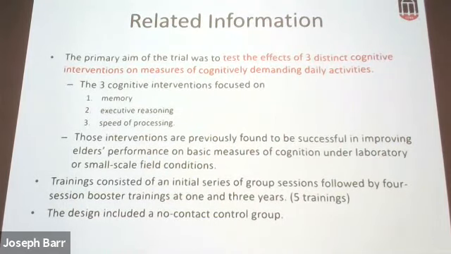Based on some literature, those interventions were found to successfully improve elders' performance on basic measures of cognition under laboratory or small-scale field conditions. They include a lot of trainings, some booster trainings. The trainings consist of an initial series of group sessions followed by 4 booster training sessions at 1 and 3 years. So in total we have 5 trainings, and there is also a control group.